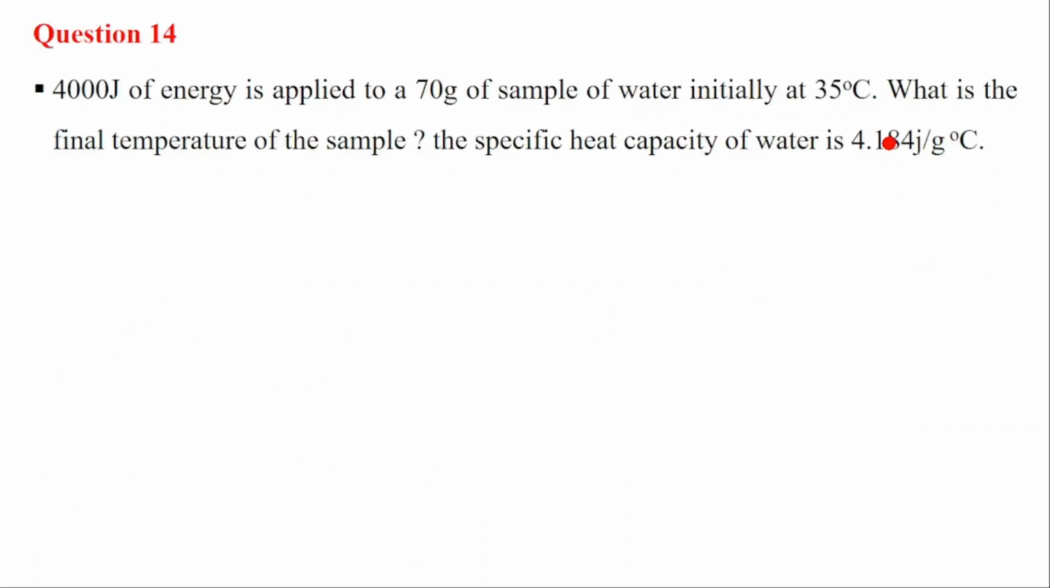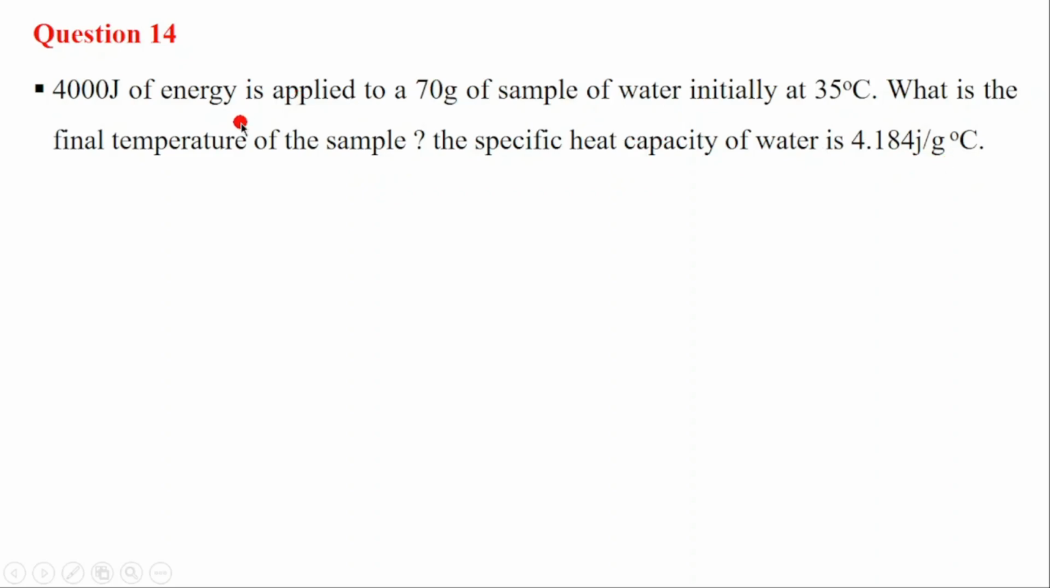Let's go to question number 14. Question number 14 is saying 4,000 joule of energy is applied to a 70 gram sample of water, which was initially at 35 degrees Celsius. We have the initial temperature as 35 degrees Celsius. What is the final temperature of the sample? The specific heat capacity of water is 4.184 joule per gram degree Celsius.